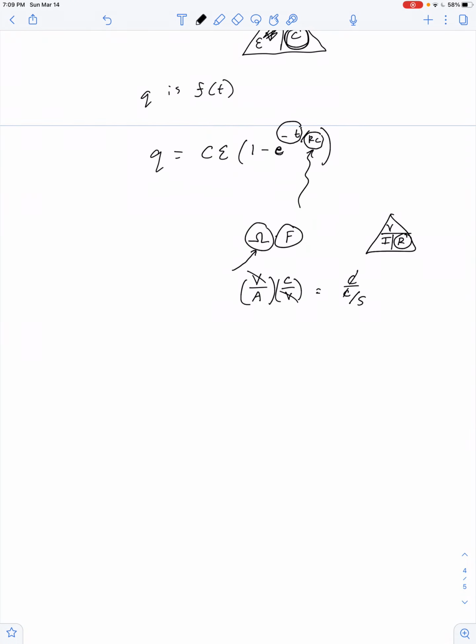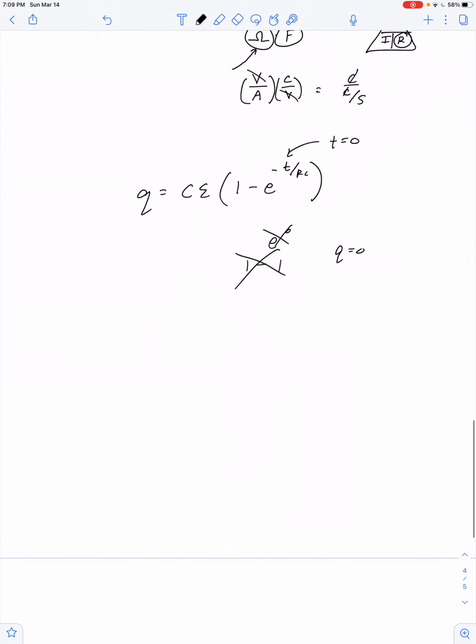Well, let's see. What if we let t equal 0? Well, we already found that, and this just becomes e to the 0, which is 1. And 1 minus 1 gives us 0, and so q would equal 0. Here we can make a chart. When t equals 0, q equals 0. And then we already found out as t approaches infinity, q approaches the product of capacitance and voltage.